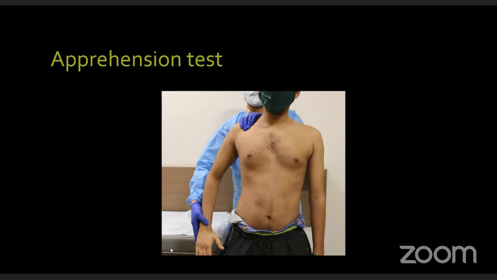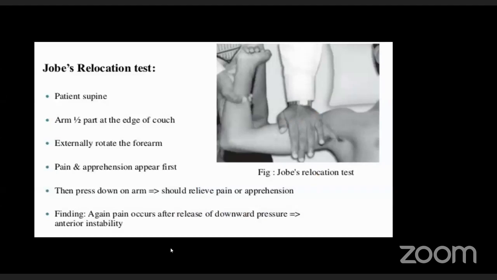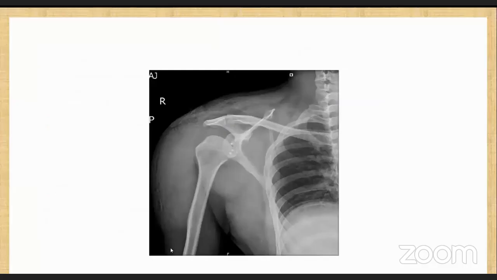One more thing I would suggest is you must check for the laxity of the fingers, because more often than not, these guys might have laxity 1+, 2+, and that is perfectly normal. Then the Jobe relocation test, or a variant is the anterior and posterior drawer test. Keep the patient supine, rotate the forearm, pain and apprehension appear first, press down on the arm and shoulder, and it releases the pain or the apprehension. So this is another variant for checking the relocation test.